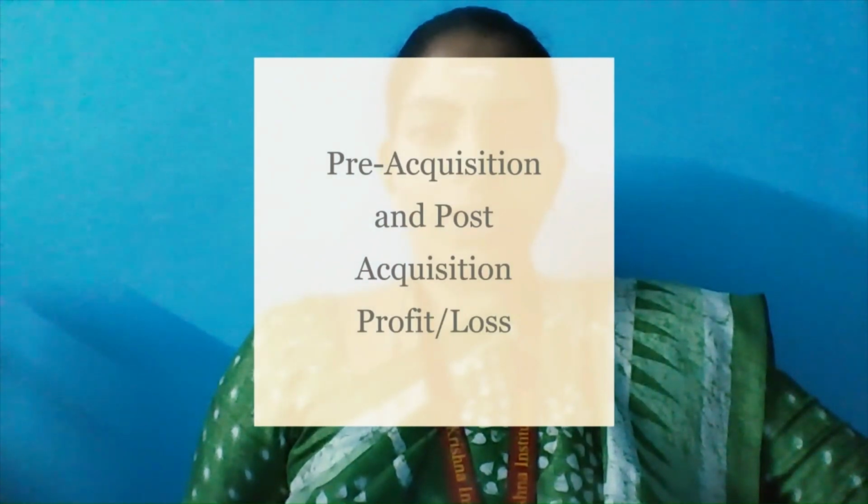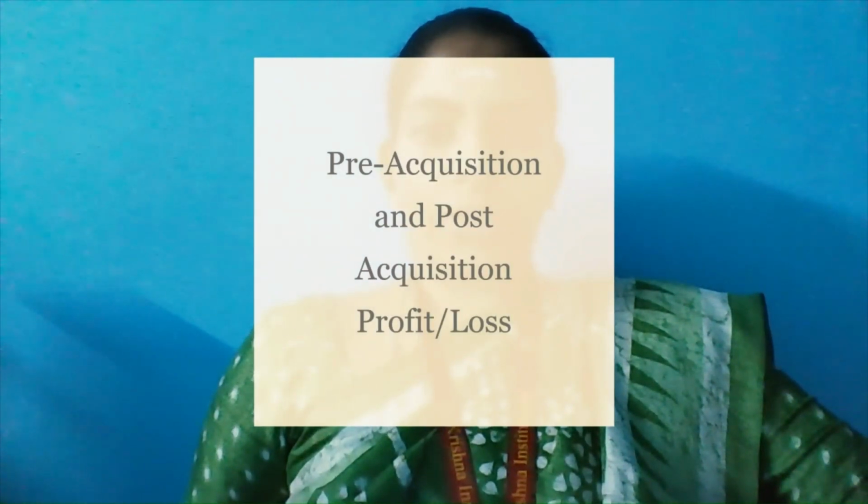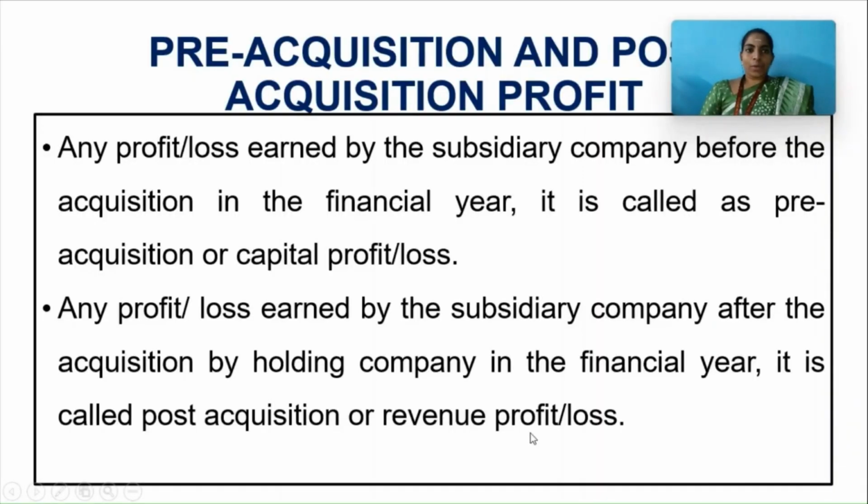Now, let us see what is meant by pre-acquisition and post-acquisition profit. If a company is working, we record the accounts, normally during the financial year or the annual year. If any profit or loss has been earned by that particular subsidiary company before the date of acquisition, then that is called the pre-acquisition. If it is a profit, then we call it a capital profit. If it is a loss, then it is called a capital loss.